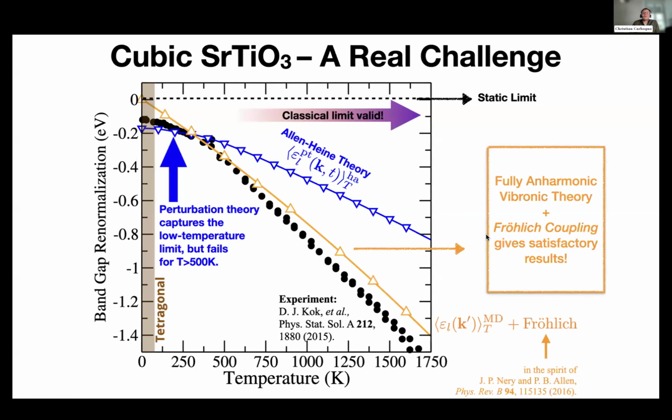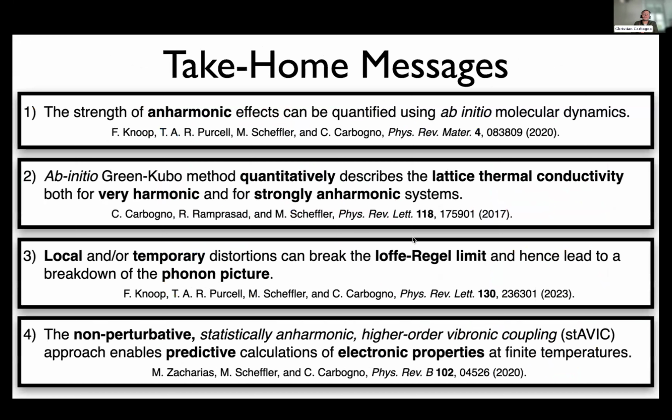If we now switch to a fully anharmonic method, let me mention in passing that longer range effects are accounted for using a Fröhlich coupling term, we see a much better agreement with experiment. We get much closer to the actual slope. Naturally, since we're using ab initio MD, we cannot capture the low temperature regime because these quantum nuclear effects are not captured. But the high temperature regime is really captured well. So this shows you that using this unfolding technique and coupling it to statistical anharmonic higher order approaches gives you the potential to get predictive calculations of electronic properties.